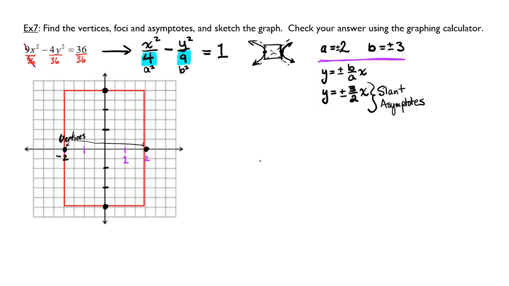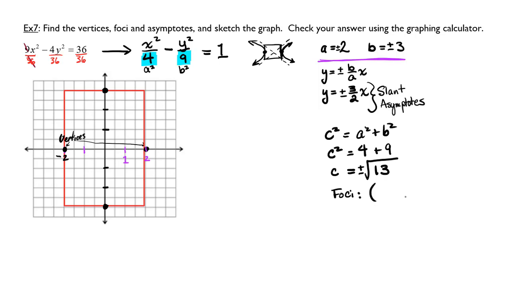And now I need to find the foci. The foci are going to be when I use the formula c squared equals a squared plus b squared. That means c squared will equal 4 plus 9. So I'll have c is equal to plus or minus the square root of 13. These are my foci. If I want to write them as a coordinate point, they'll be plus or minus root 13, comma 0.